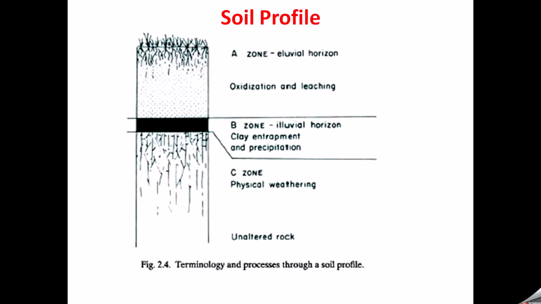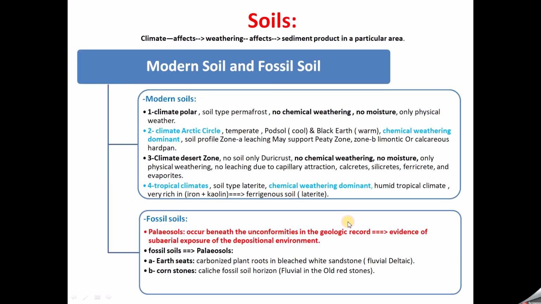So the next one is soil profile. As we said, it has zone A, zone B, zone C, and unaltered rock or bedrock. Zone A, oxidization and leaching, has a lot of organic material. Zone B, entrapment of clay, so it prevents almost anything from coming down, or a minimum of liquid will come down below zone B because of the clay. And then zone C is physical weathering. So chemical weathering is just zone A. Behind the physical weathering zone is just unaltered bedrock.